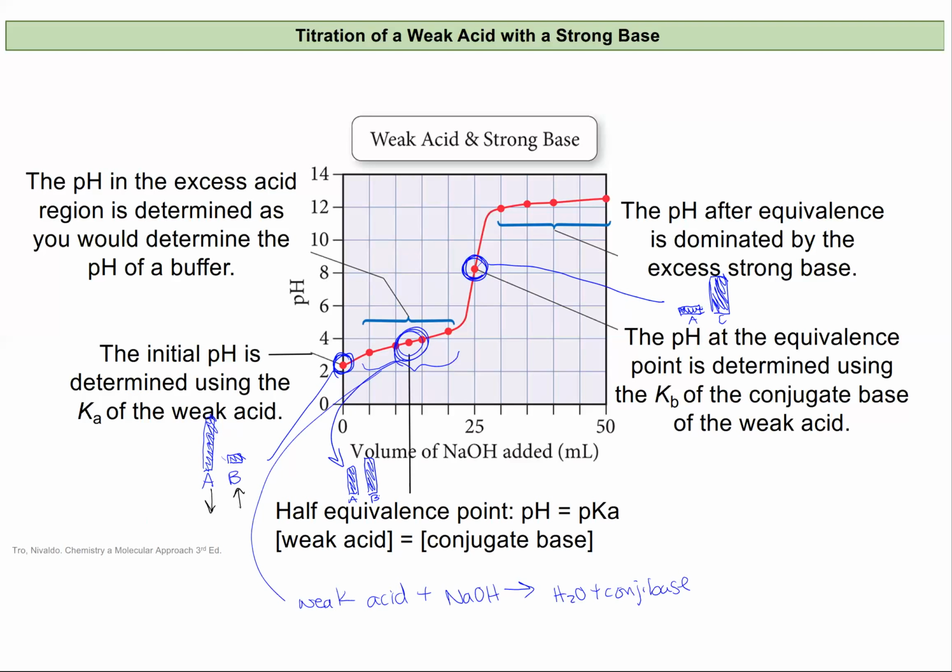Now, once we go past the equivalence point, we keep adding base, then we'll find ourselves in a situation where we have only base around and no acid. And that pH will climb as we add more and more and more hydroxide ions to the solution.